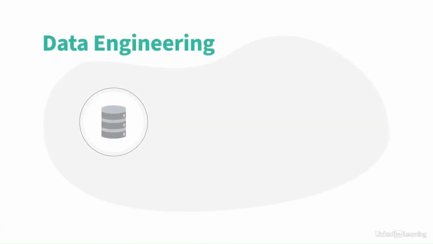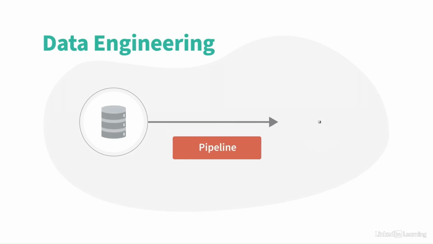Let's start with a macro view of data engineering. So what you usually have is on the left, a data source. This is where your data is coming from. And on the right is a person or a system that is actually using the data. And everything in the middle here, that is a pipeline. That part that takes the data from the left and puts it to the right.